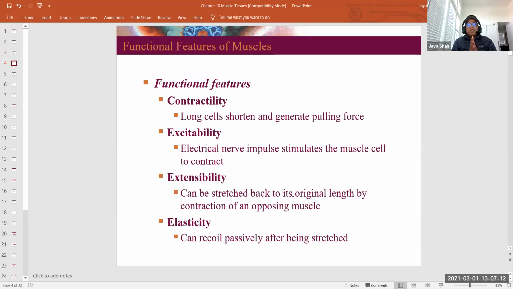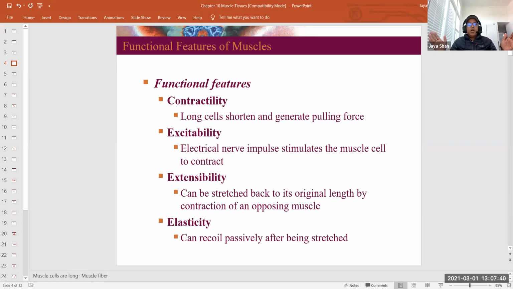Functional features of the muscles. There are 4 functional features of the muscles. Contractility. So muscle cells are called muscle fibers. Muscle cells are long, and that's why they are called muscle fibers, because they are thin and long.